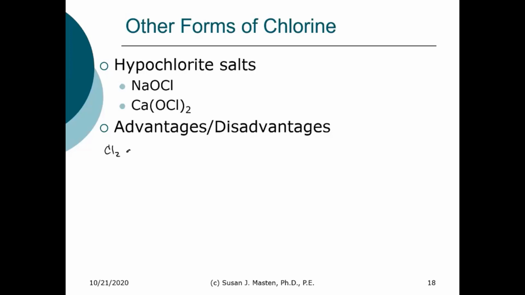When we look at chlorine gas, it's cheaper than either sodium hypochlorite or calcium hypochlorite. It will tend to decrease the pH. As we just saw, when we add chlorine gas and it hydrolyzes, it releases H+ and Cl-.